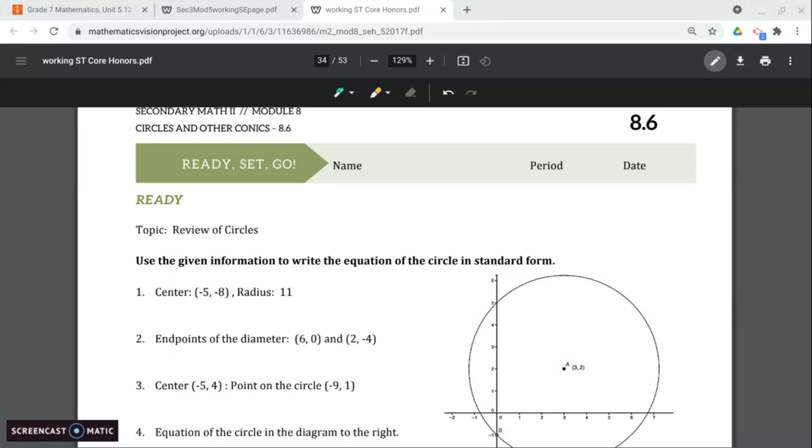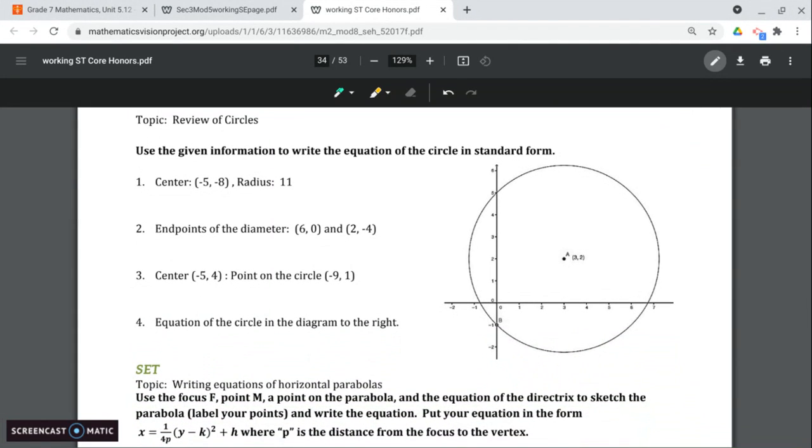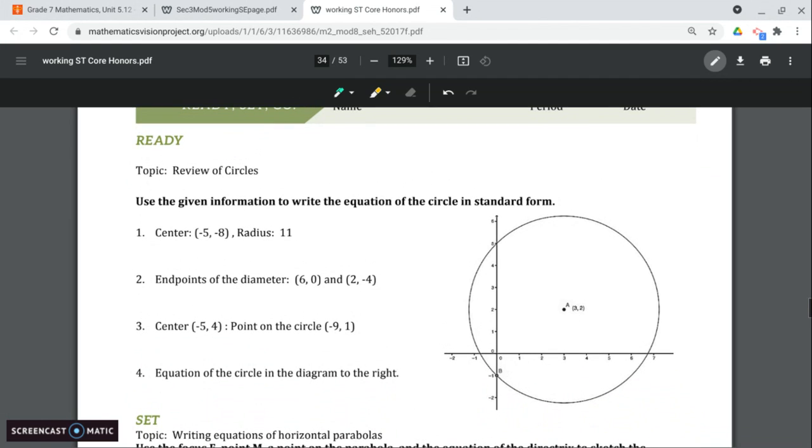So for this first part, we're doing a little bit of a review of circles. Use the given information to write the equation of the circle in standard form. Remember, the equation of a circle is (x minus h) squared plus (y minus k) squared equals r squared, where h and k are the center. So for this first one, we'd have (x plus 5) squared plus (y plus 8) squared. Radius is 11, so 11 squared is 121.